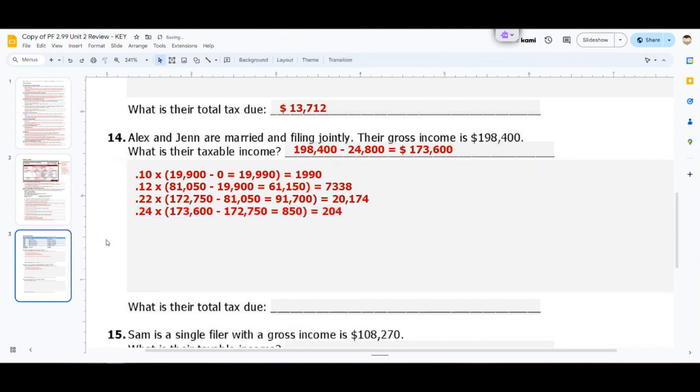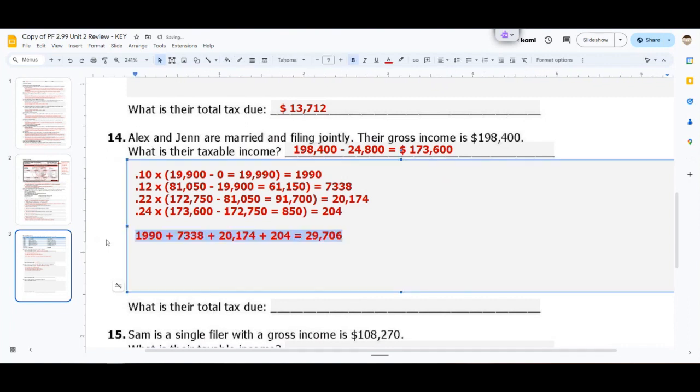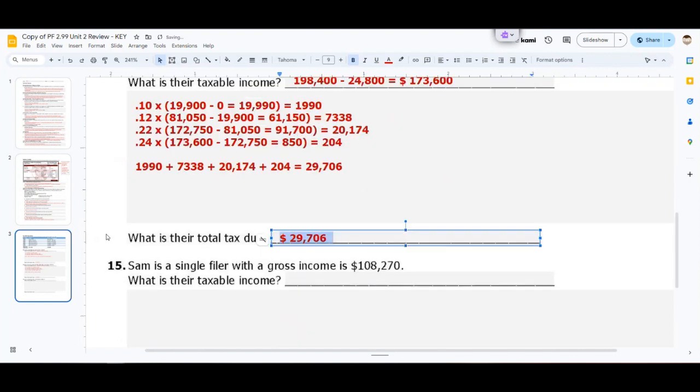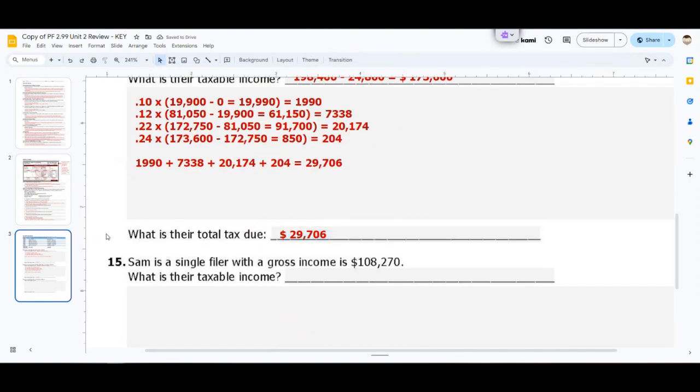And then the last few dollars spill into the 24% bracket. So the last taxable dollar that they earned was 173,600. 172,750 were already taxed earlier at the lower brackets. So that's $850 falling into this bracket. 24% of 850 is $204. We add those taxable dollars up, and in total, the total tax due is $29,706.